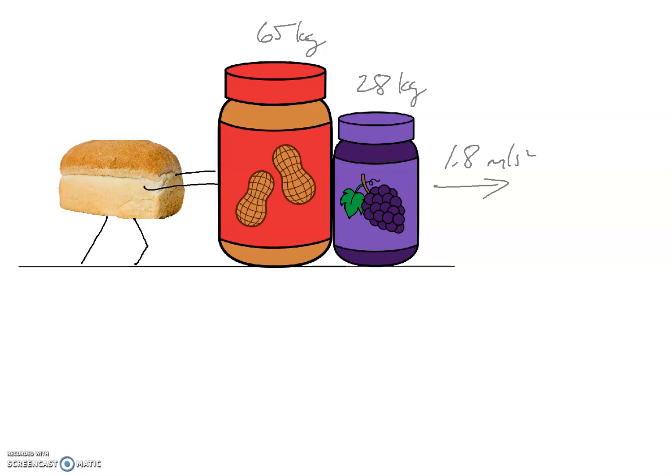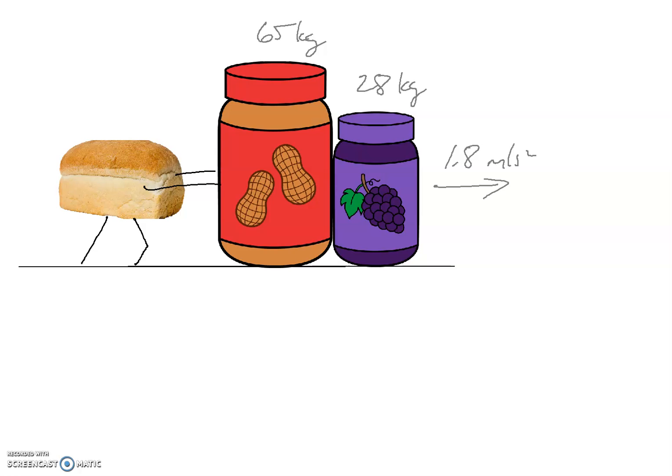Alright, so we have a loaf of bread pushing a jar of peanut butter and a jar of jelly. There's 65 kilograms of peanut butter, we've got 28 kilograms of jelly, and they're accelerating at 1.8. And we're going to find out a few things about the situation. So let's just start simple. Let's find out how much the bread is pushing with.